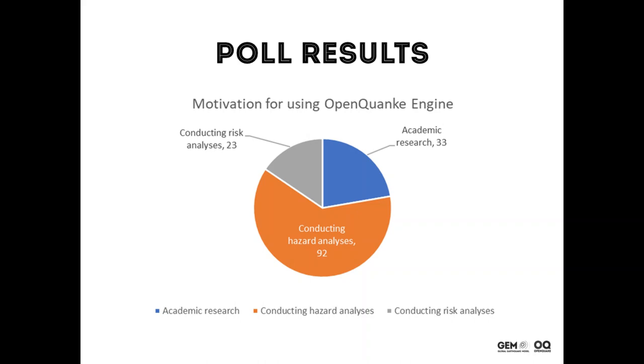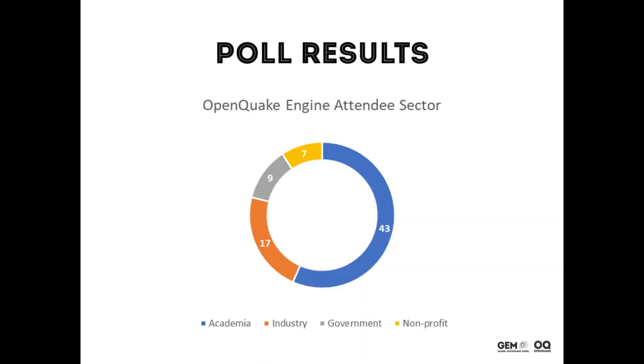Motivations for using OpenQuake. Here, I guess the winning ones are conducting hazard analysis, closely behind is risk analysis, and quite a number of academic research, not too many teachers, but as Anna demonstrated, I think that's an area that could certainly be developed further. And then the third one on sectors, so mainly academics, but quite a number of industry participants and government as well. So a very nice cross-section of participants.